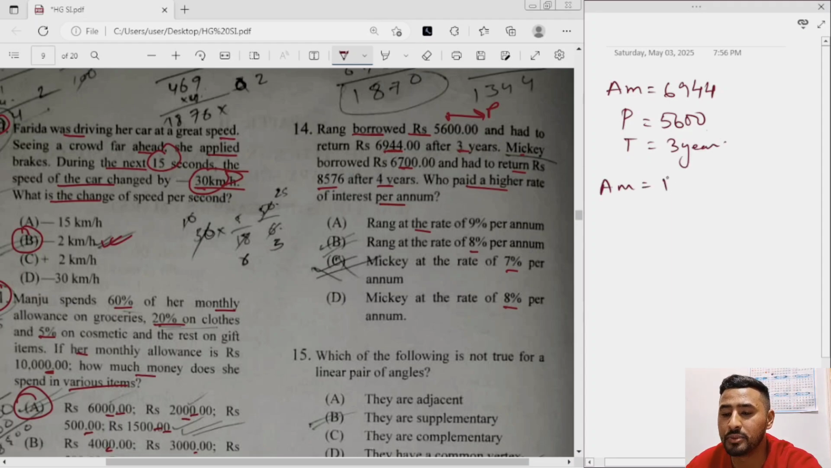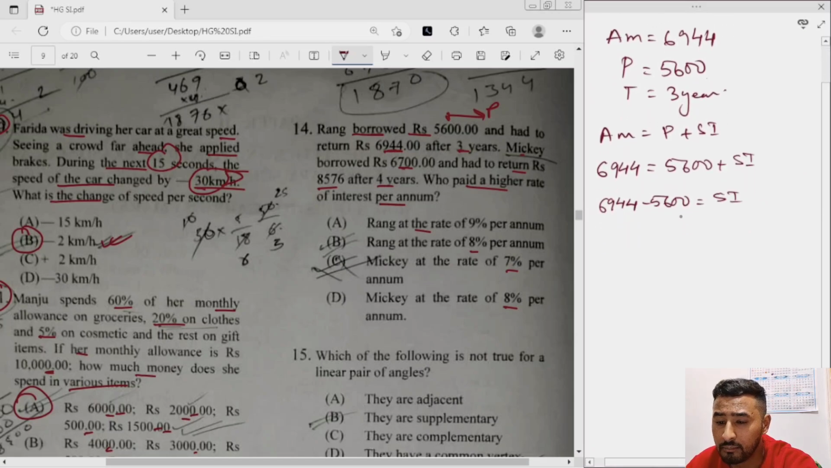Amount is principal plus SI, right? We need to find the simple interest. Then only there will be proof. From the options we can make it out. So amount is 6,944 equal to principal 5,600 plus simple interest SI. Now bring to the other side. This one, 6,944 minus 5,600 equal SI. So what you can do now is subtract this one. You get 1344 is SI. Now put the formula of SI. Let me bring it to the left hand side. SI will be the same. We can just interchange.